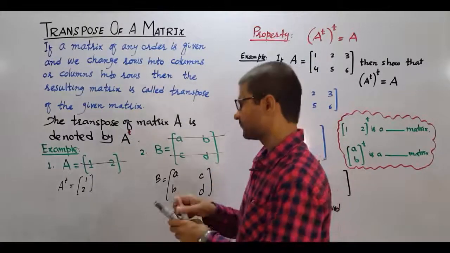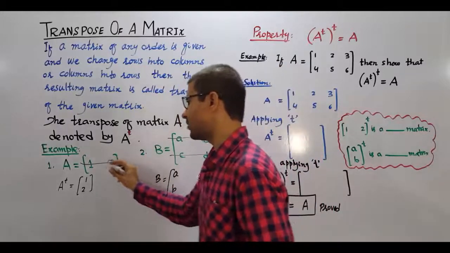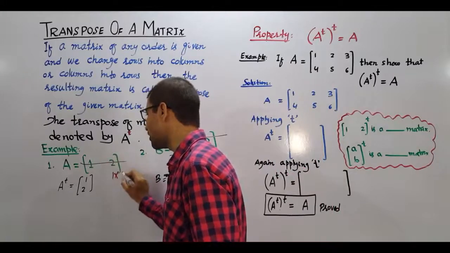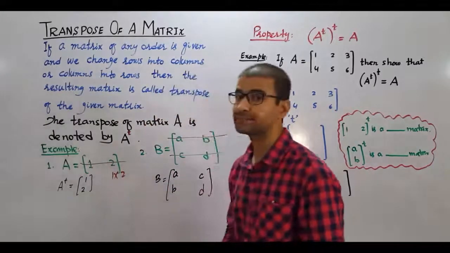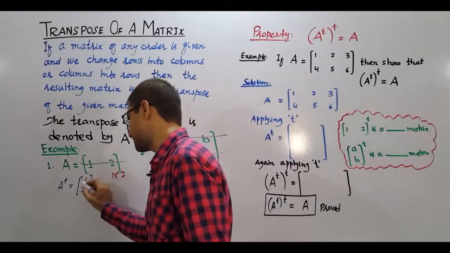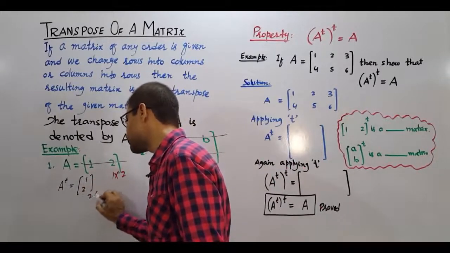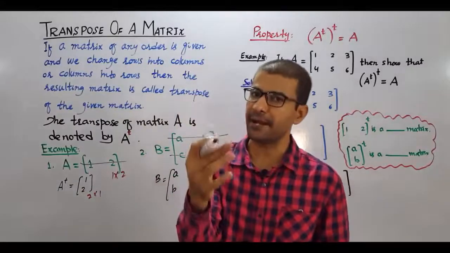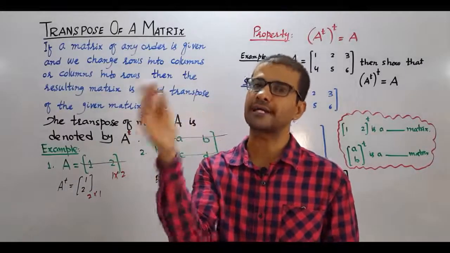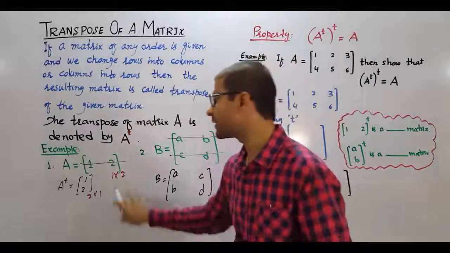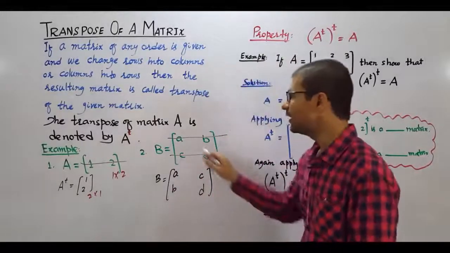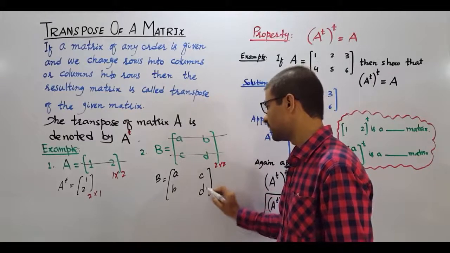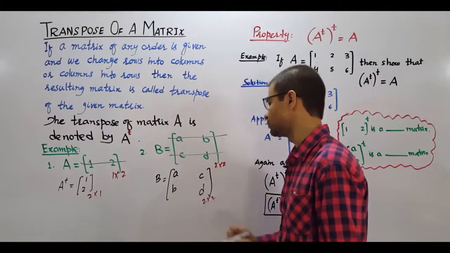Now observe, the order of this matrix is 1 row 2 columns, 1 by 2, and the order of the transpose matrix is 2 rows 1 column. If the order of the given matrix is 3 by 2, then the order of its transpose will be 2 by 3. The order will be reversed. Here the order of this matrix is 2 by 2. The order of its transpose is also 2 by 2.